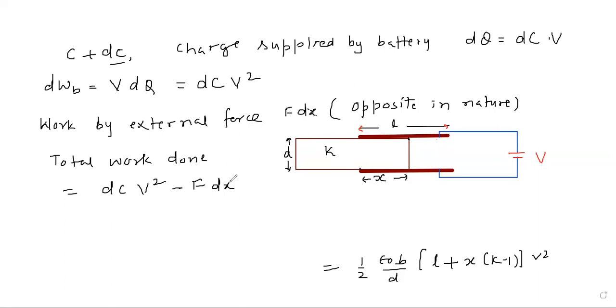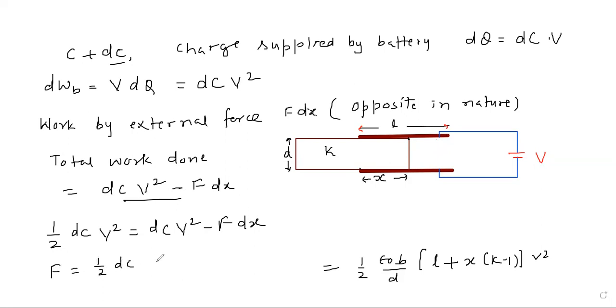Now this work done must be equal to the increase in energy. The increase in energy will be 1 by 2 into the increase in capacitance dC times V square. So it will be equal to this much: dC times V square minus F dx. We further simplify to get F. So F will be equal to 1 by 2 dC times V square divided by dx.